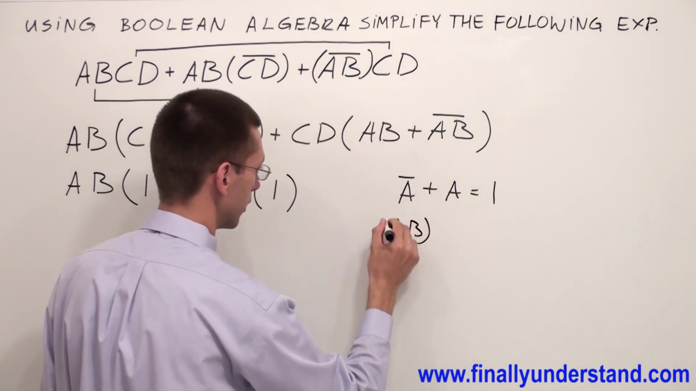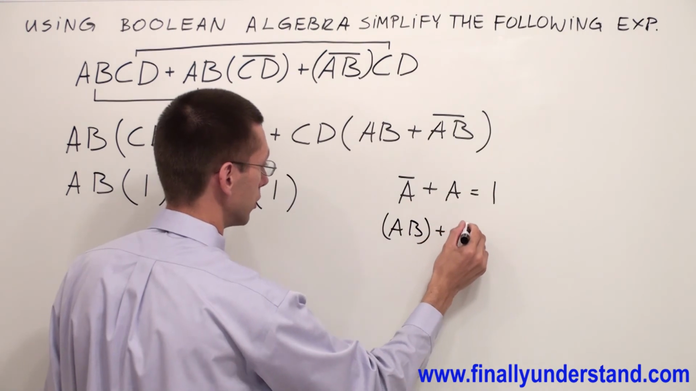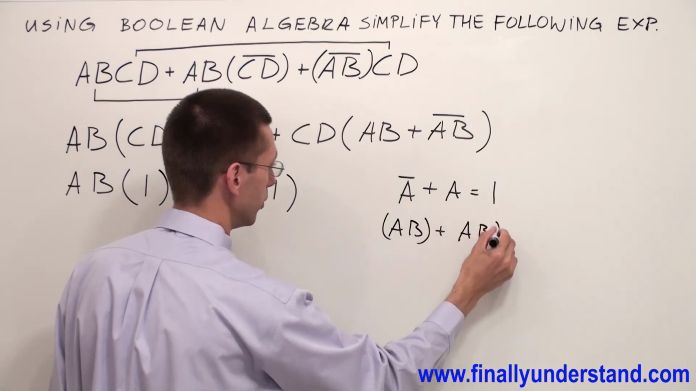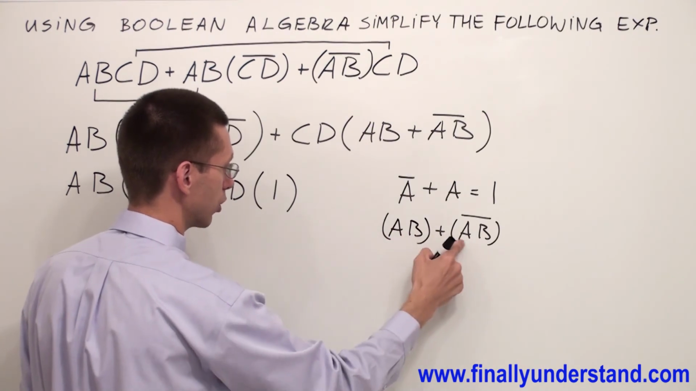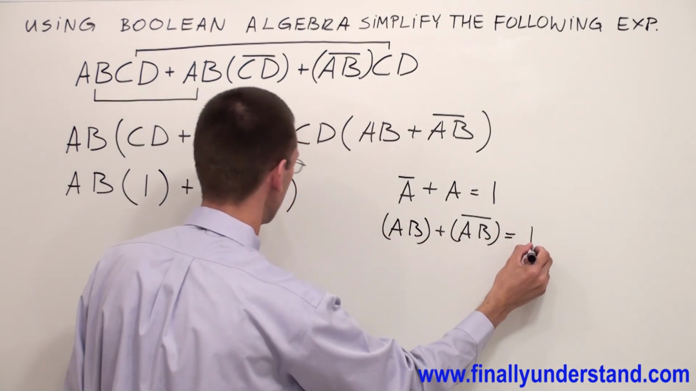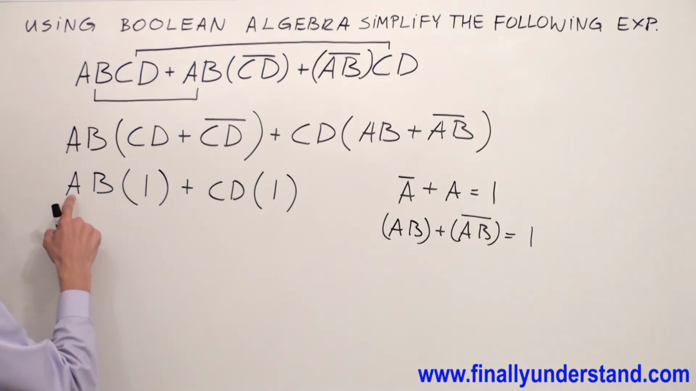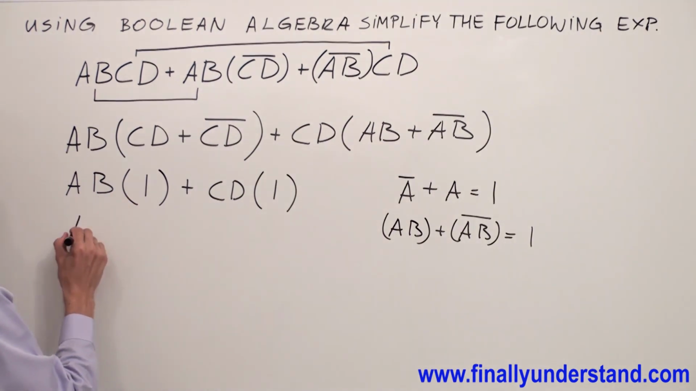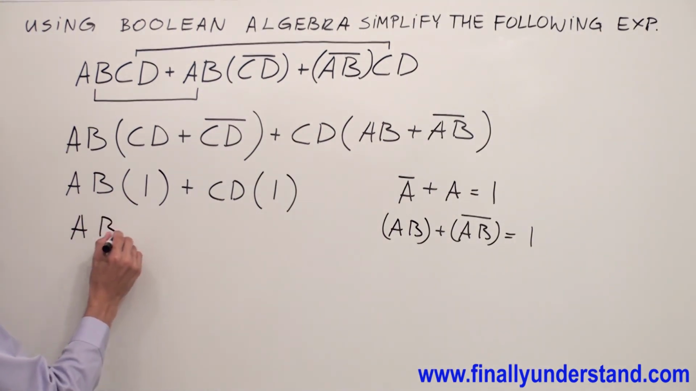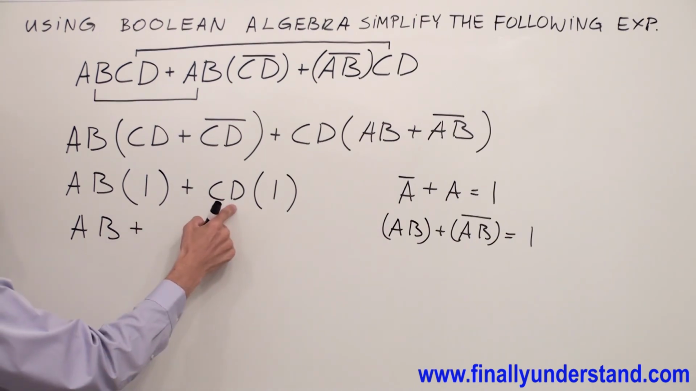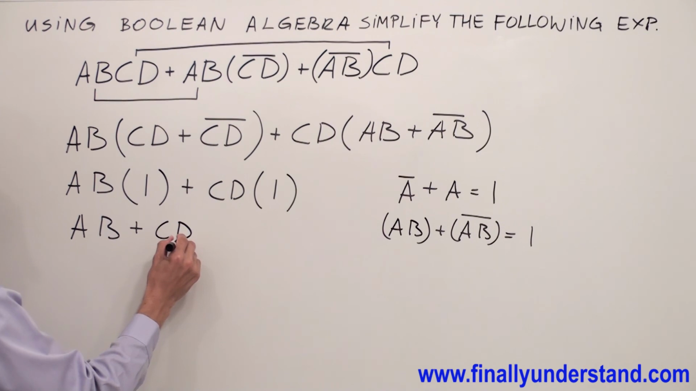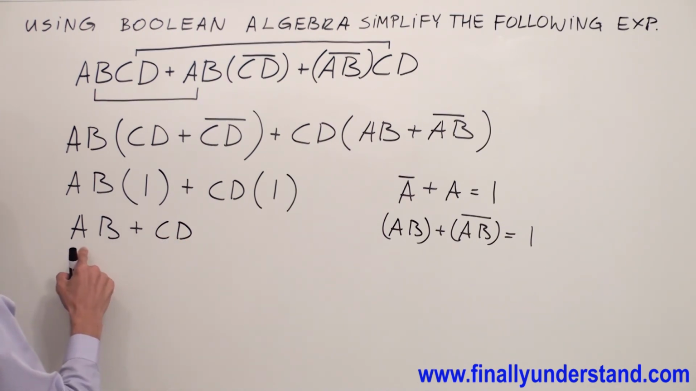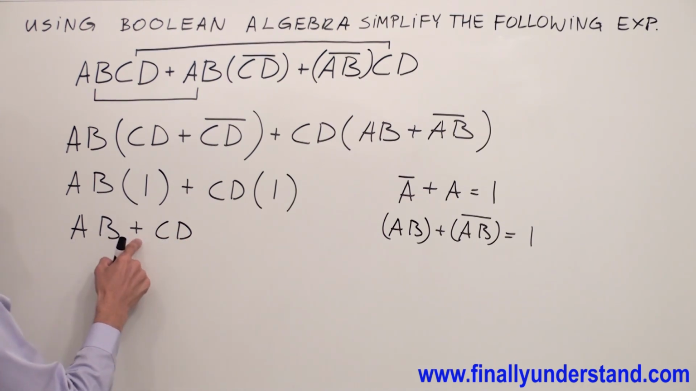AB or AB NOT. These are also the complements, that's why this is equal to 1. AB times 1 is AB, or CD times 1 is CD. That's why my answer is AB or CD.